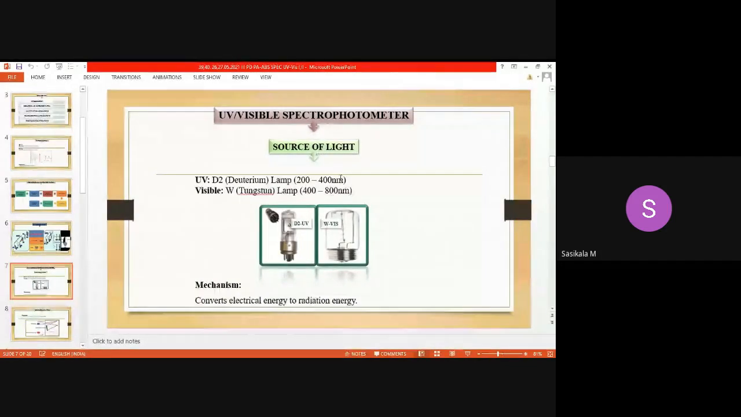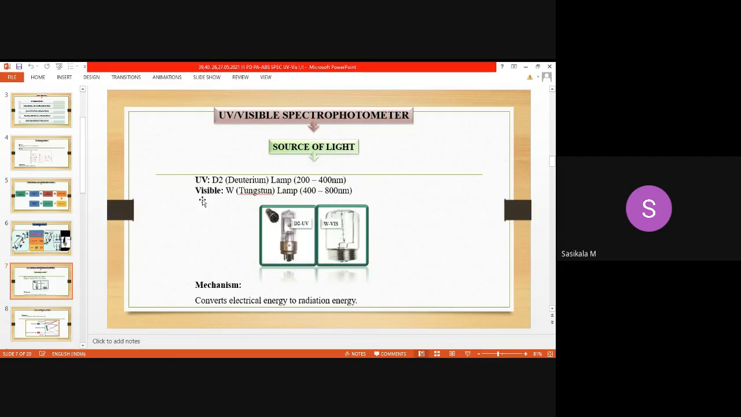Wavelength. So when wavelength increases, energy decreases. That means at UV range, the energy of radiation is high, whereas at the end of the visible range, the energy of radiation is less. Got it? Energy of UV radiation, starting point here at 200 nanometer, is high. Why is it high? Since the wavelength is less, only 200. Whereas at 800 nanometer, energy will be low since the wavelength is high.